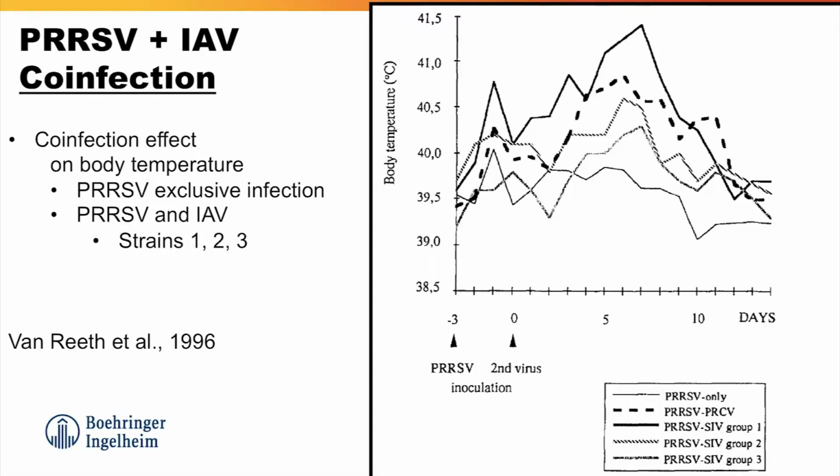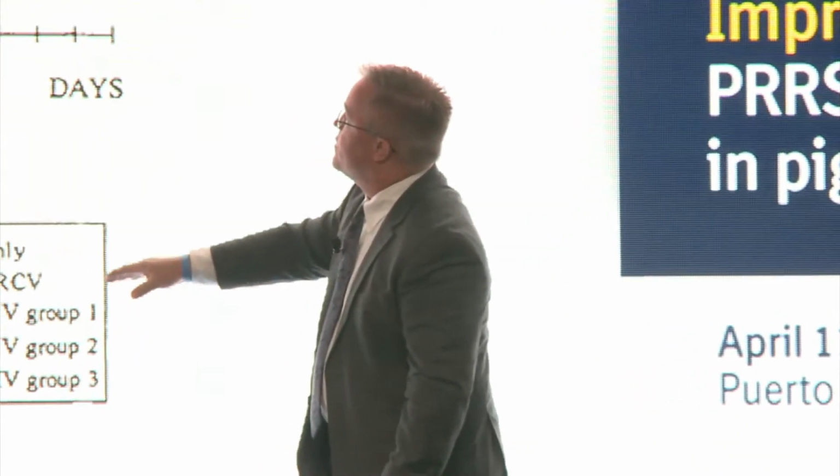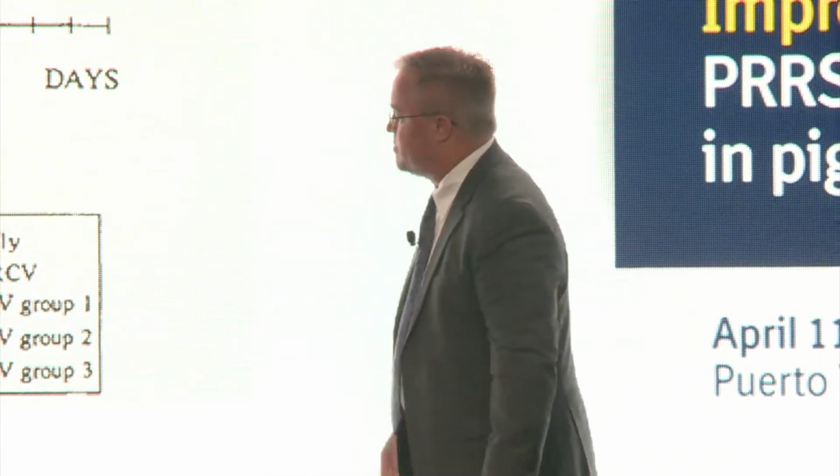And this chart here presents the data as far as body temperature over time. You need to keep in mind that the PRRS-only pigs are going to be the thinner line presented here at the bottom, representing a lower body temperature. The thicker line that shows the highest body temperature is the PRRS-infected pigs that were co-infected with influenza strain number 1. So you can see that over time, in this study, PRRS was infected first, and 3 days later, the co-infection occurred.